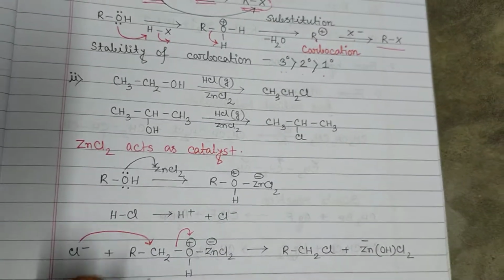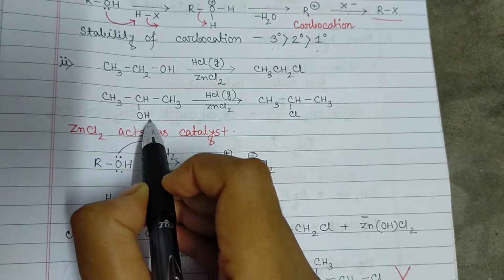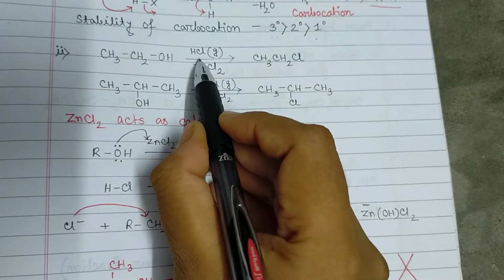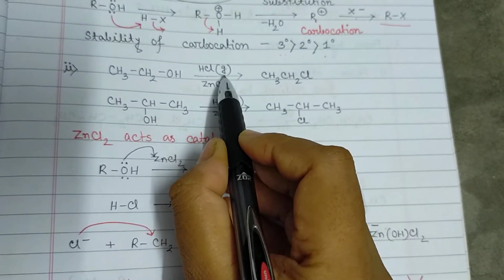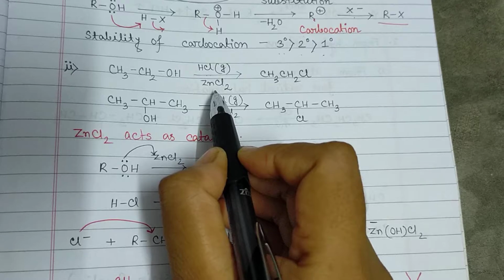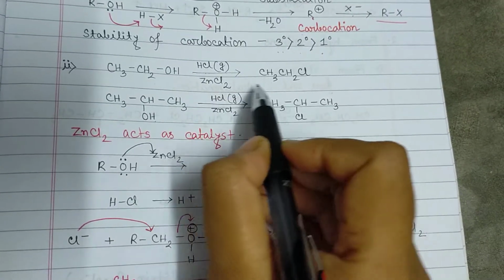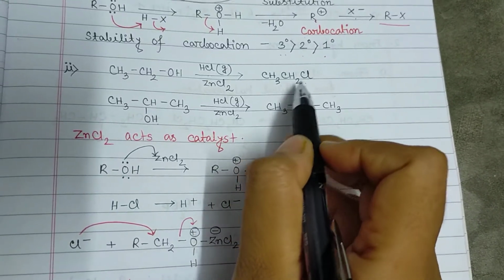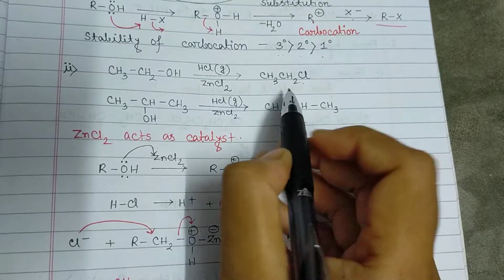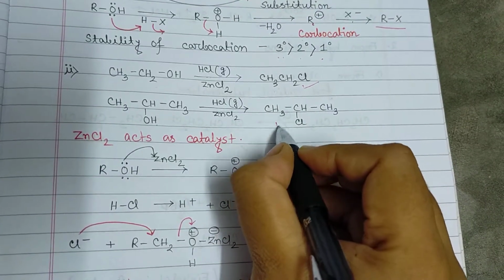Now there is another process by which the primary alcohol and the secondary alcohol can both be treated with one halogen acid, say hydrogen chloride in gaseous form, with a catalyst zinc chloride, and this will give us the alkyl chloride. So for 1 degree this one will be the alkyl halide and this one will be the product for 2 degree.